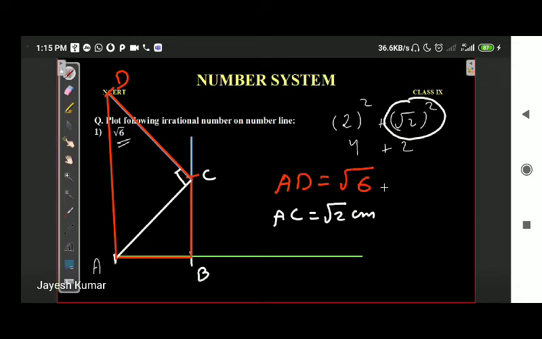How will it be under root 6? One of the sides is under root 2 and the other side is 2. When we add 2 square plus under root 2 square, we will get under root 6.